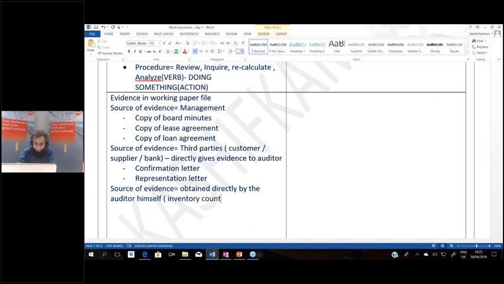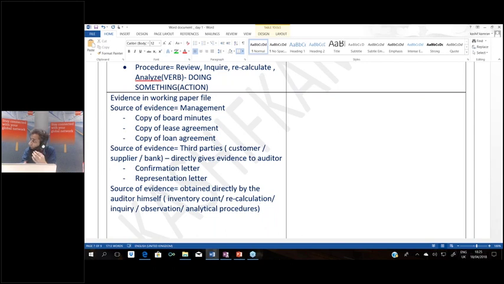Something you do yourself is recalculation, which are all procedures currently. Something you do yourself is inquiry. Something you do yourself is observation of something. Something you do yourself is analytical procedures like ratio analysis. Now see, there are so many things in the audit where you do things yourself.